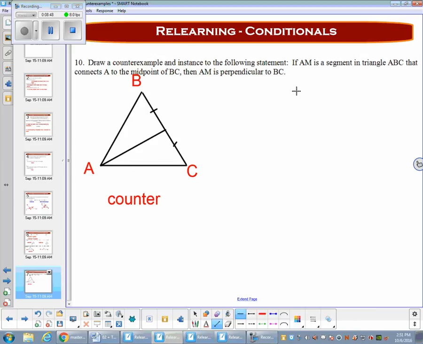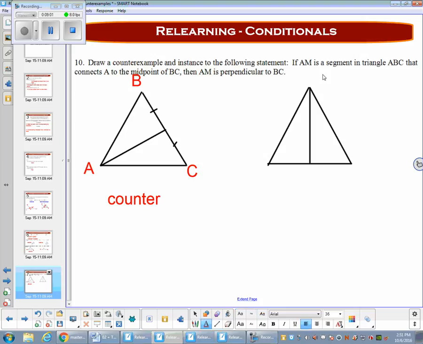Now, if I wanted to make it an instance, I would have to draw a time where it hits in the middle and it crosses at 90 degrees. So that would be A, B, C, and then M. So we'd know that this crosses at 90 degrees and these sides are congruent. All right, that's enough for the video.